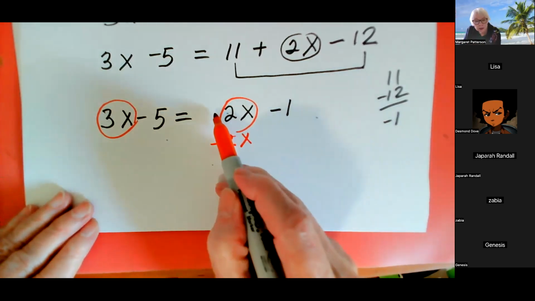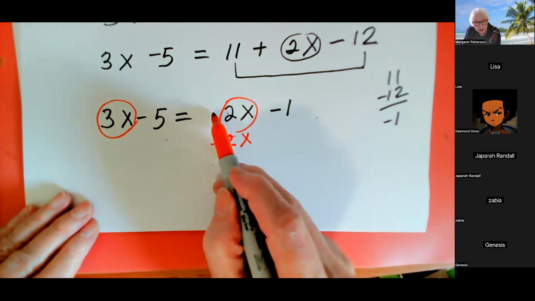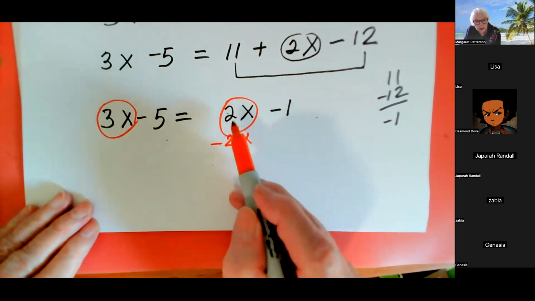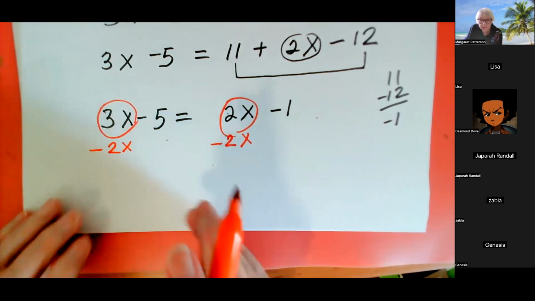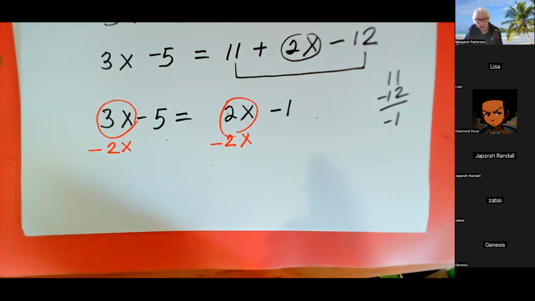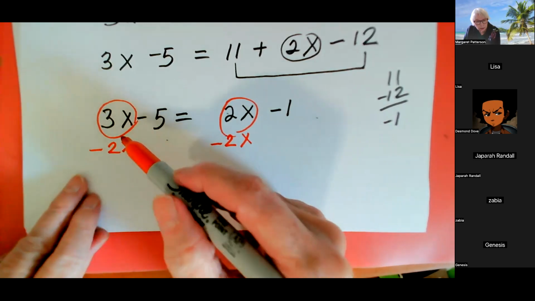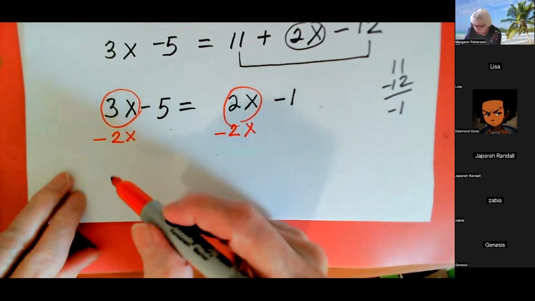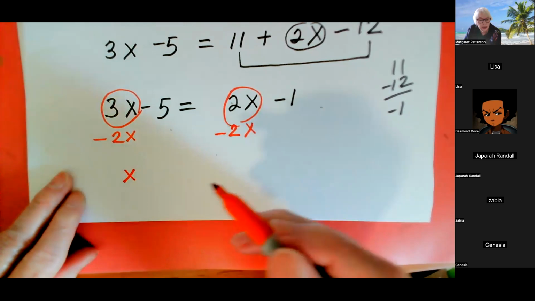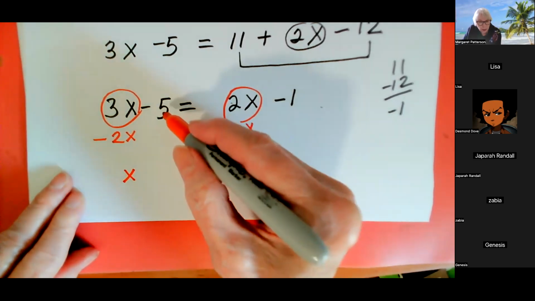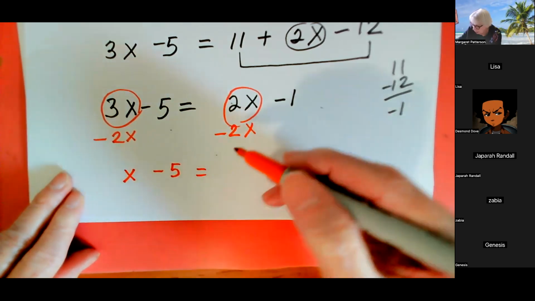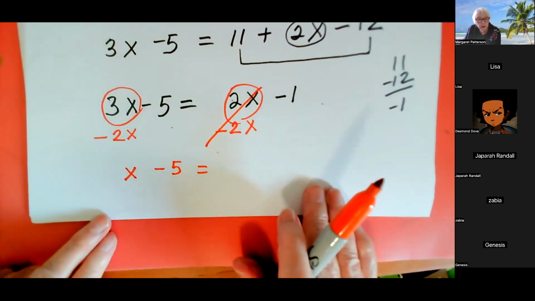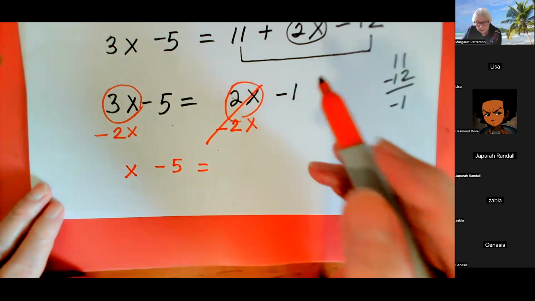Why? Because this is considered positive. There's no negative on it. So it's positive 2X, negative 2X, both sides. So 3X, take away 2X is 1X, which we could say 1X or X. The -5 is copied. This is gone because it's 0. What's left is -1.